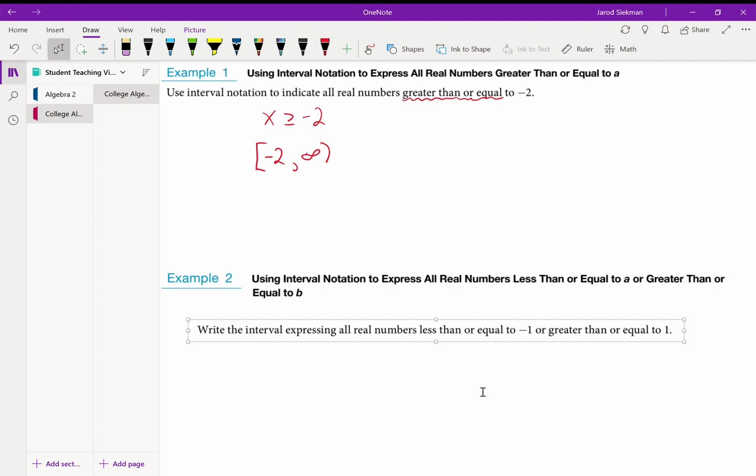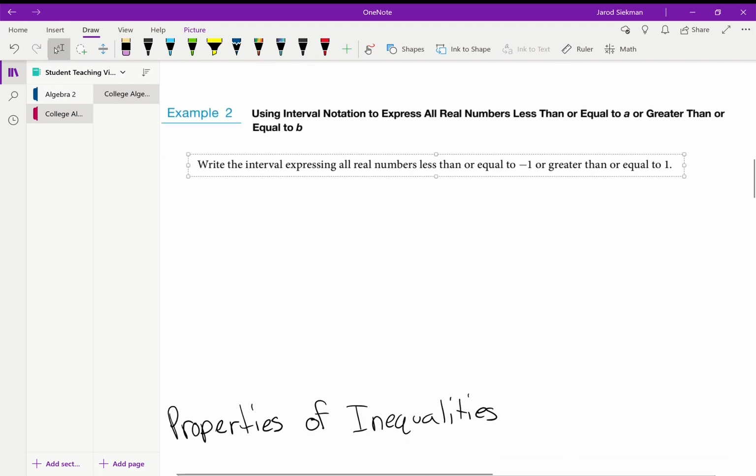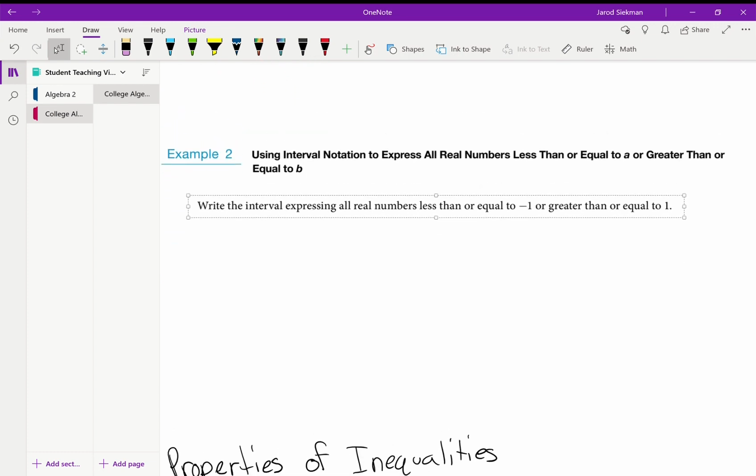In example 2, we want to write the interval expressing all real numbers less than or equal to -1 or greater than or equal to 1. So we have two different intervals here. The first interval is less than or equal to -1. So that means x is less than or equal to -1, or greater than or equal to 1. x is greater than or equal to 1. So we have two different intervals that we want to express as interval notation.